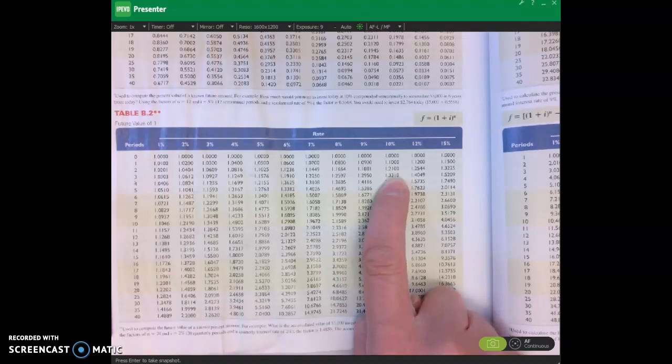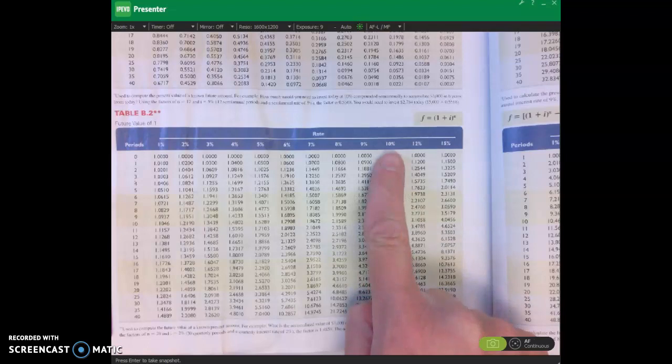So what I could do is take a shortcut from using the formula, basically. I don't have to use the formula. I can use this table, because this table is basically 1 plus i to the n power, and it's giving you the factors to make it easier for you. And this is what I was saying. This is what I will include with your exams. And this is how I will review present value and future value. The rest of this chapter is using these tables.